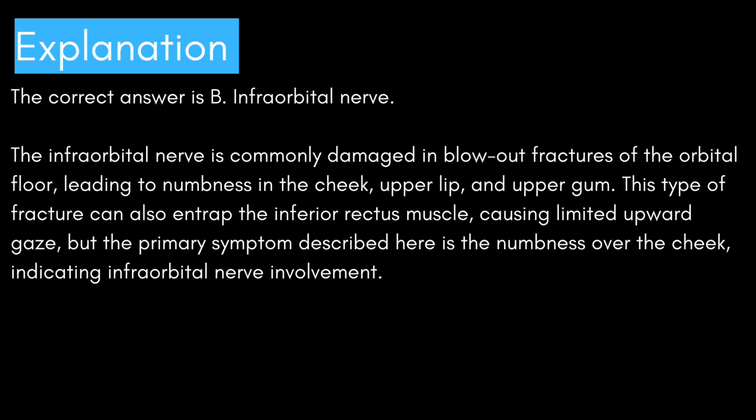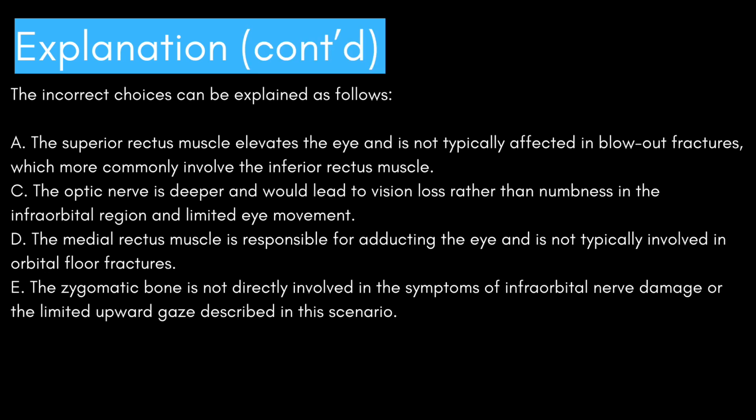All right, let's go ahead and see why the other answer choices are incorrect. The incorrect choices can be explained as follows. A. The superior rectus muscle elevates the eye and is not typically affected in blowout fractures, which more commonly involve the inferior rectus muscle.